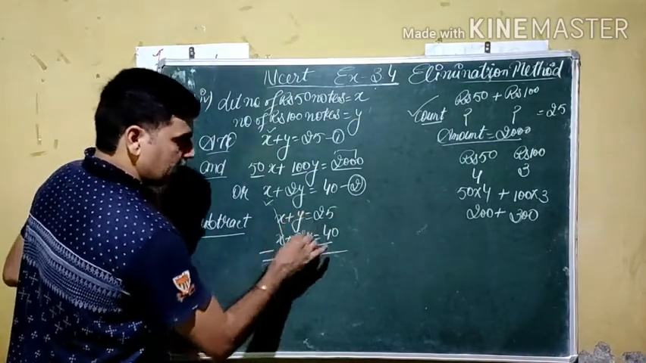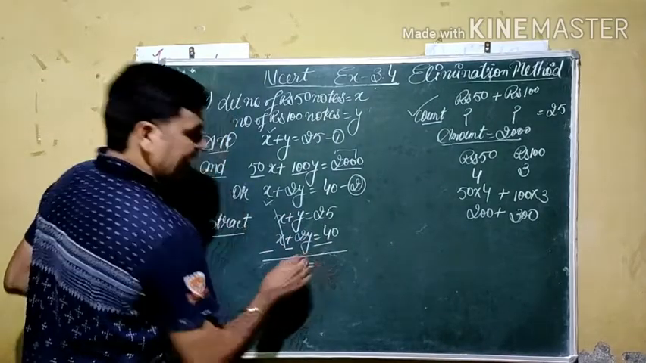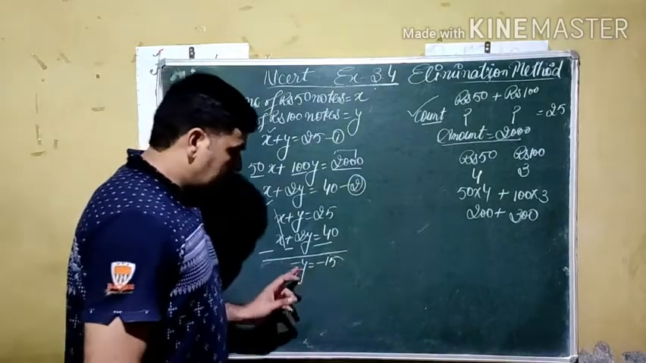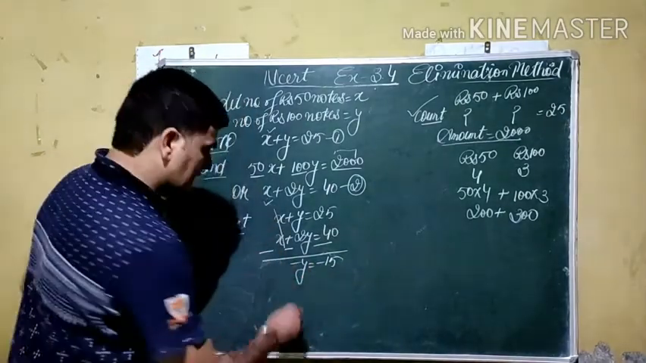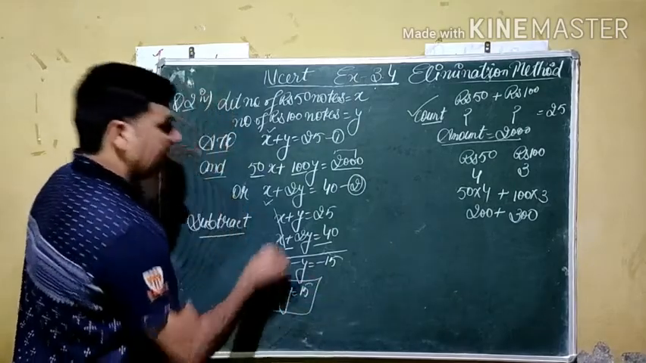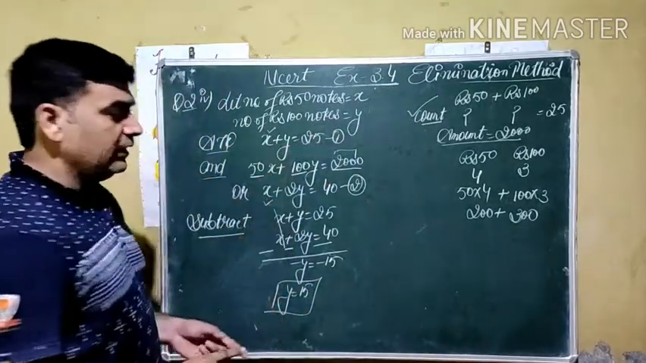1 time y minus 2 times y means 1 time y with a negative symbol. 25 minus 40 means minus 15. Both sides are negative, minus cancels out. So the value of y comes out here 15. It means 100 rupees notes are in count 15.